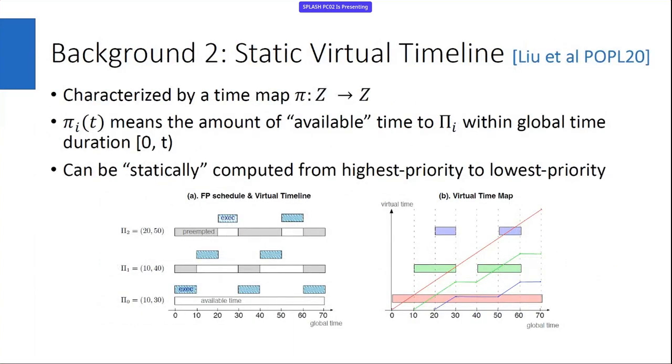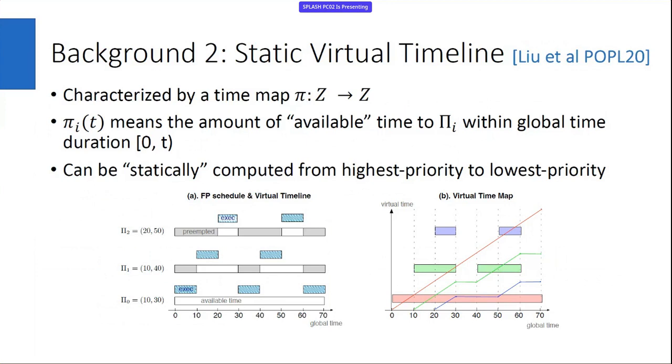The technique that we developed in the past to verify temporal isolation focuses on fixed priority schedulers, more like rate monotonic scheduling. And we use an idea called the static virtual timeline. It was published in POPL 2020. The idea of a virtual timeline is a kind of map from the actual physical real time t. So pi_i(t) means the amount of available time of a partition i within global time 0 to t, with instant t not included.